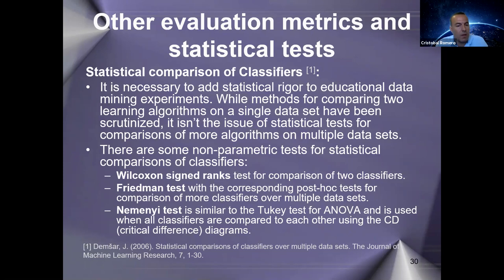Okay. The Friedman test is another test that leads to comparison of several classifiers over multiple data sets, which is our case. The Friedman test is very good for the comparison that I did in 2008. Also very good is the Nemenyi test. The Nemenyi test is similar to the Tukey test for ANOVA, and is used when all classifiers are compared to each other using the critical difference diagram.